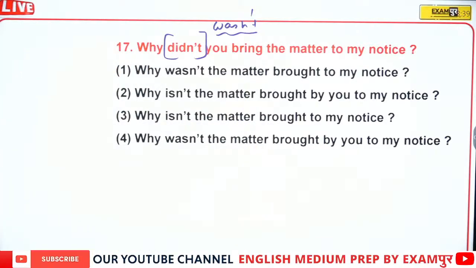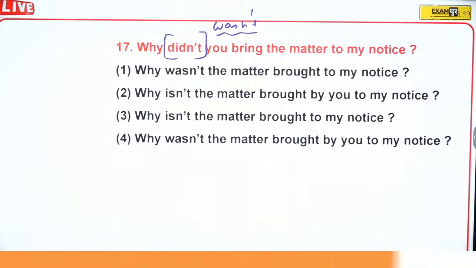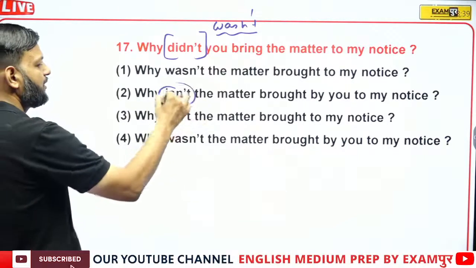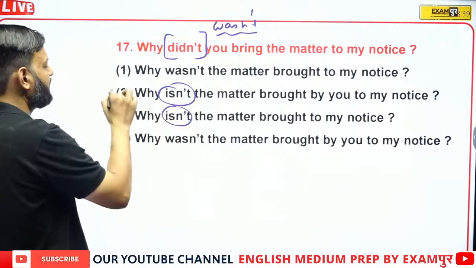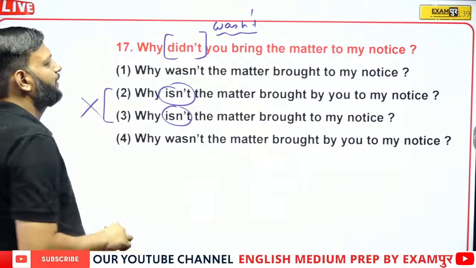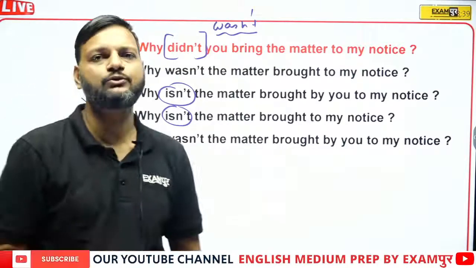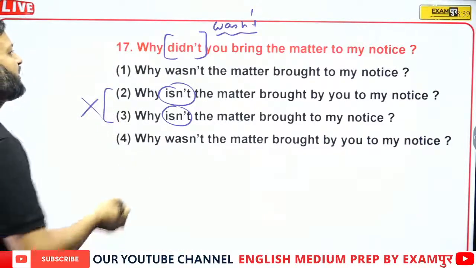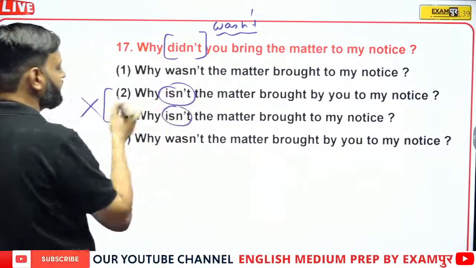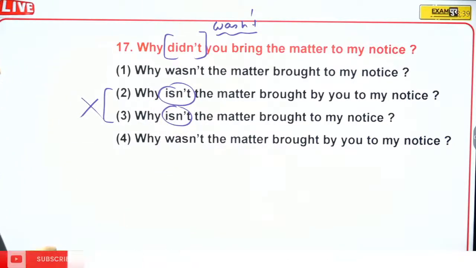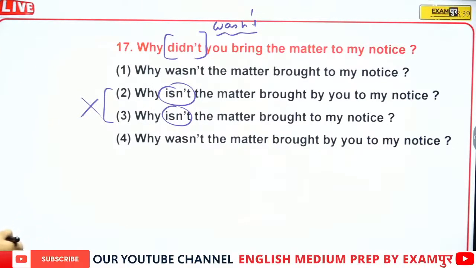Why wasn't the matter brought to my notice? Why isn't? So here we have isn't, here we have isn't. Both the sentences are in present, so they cannot be the answer. If the active sentence is in past, its passive should also be in past. You cannot change the tense. The active sentence is in past, but these two options are in present. Eliminate them. Why wasn't the matter brought by you to my notice?